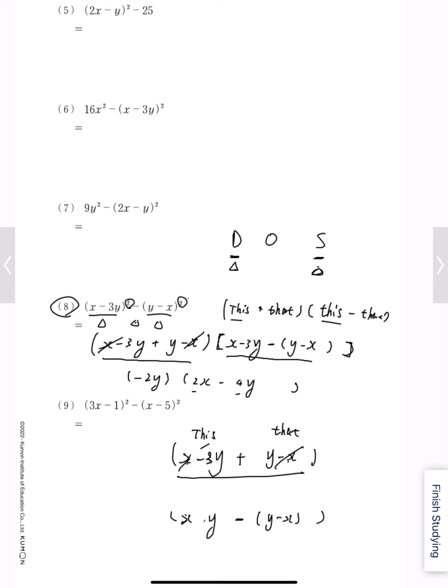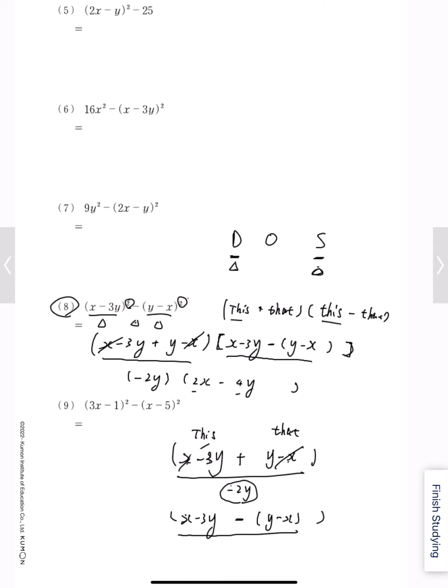Okay, x minus 3y here. So this will give me negative 2y. And don't worry too much about it, because that just comes from my calculation inside the bracket. We're not solving this still. We're just representing it. We're simplifying it.